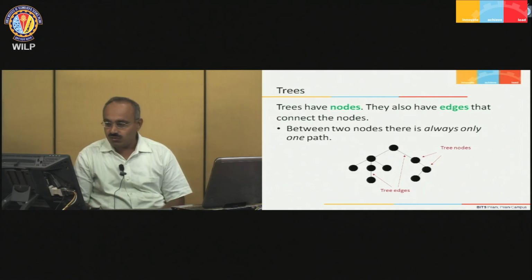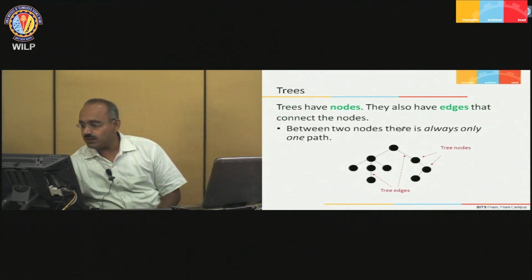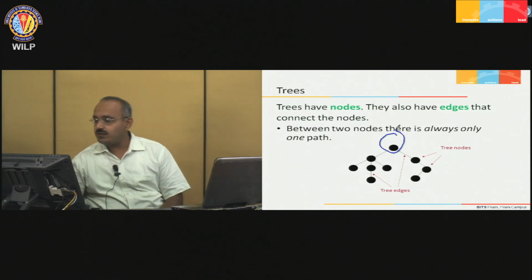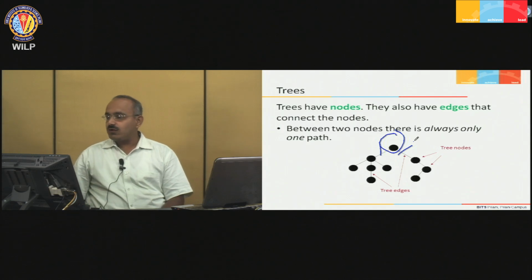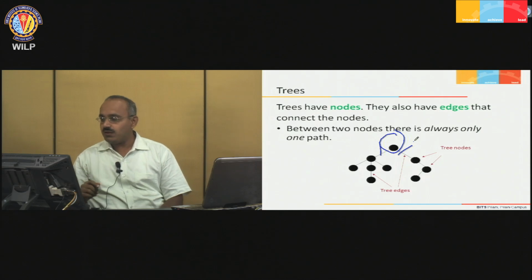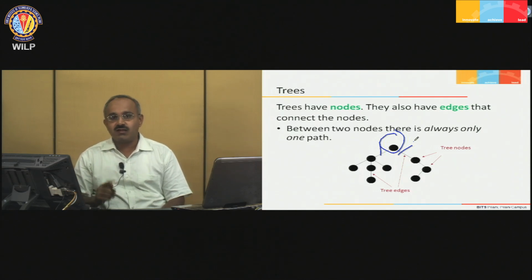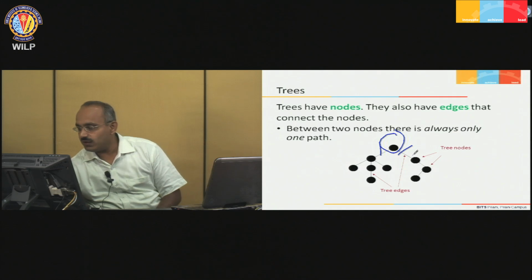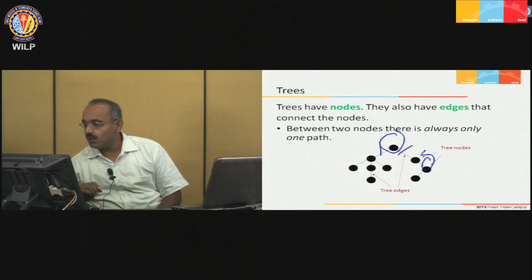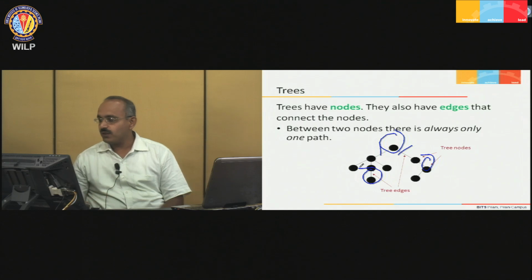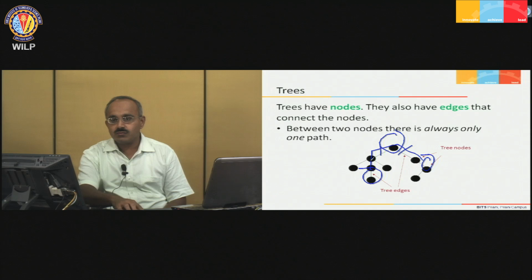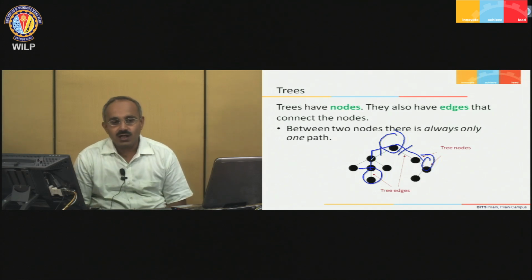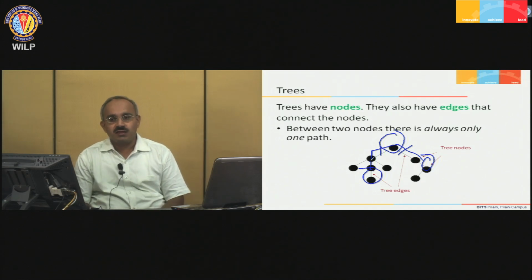Let us look at how to define a tree in the abstract. A tree, as we saw, is going to have nodes, and edges which connect nodes. One important property of a tree is that between any two nodes there is exactly one path. If I look at this node and this node, the path is unique in this tree. So trees have nodes connected by edges.